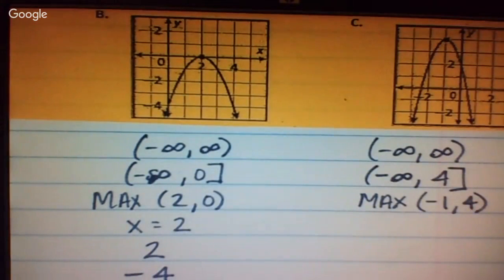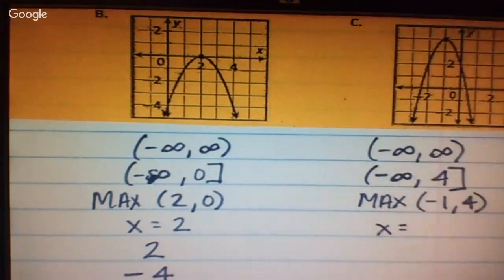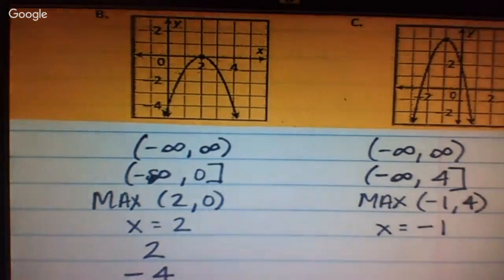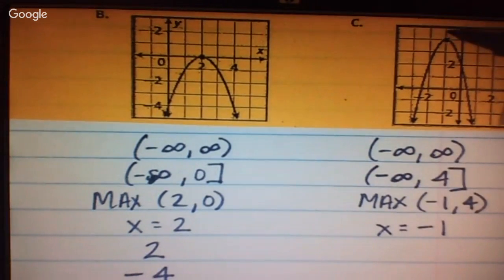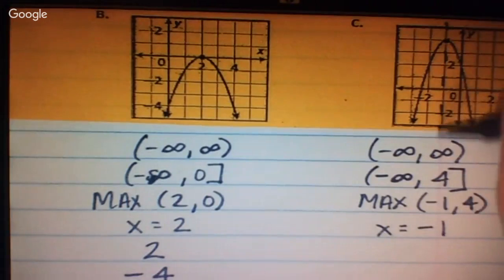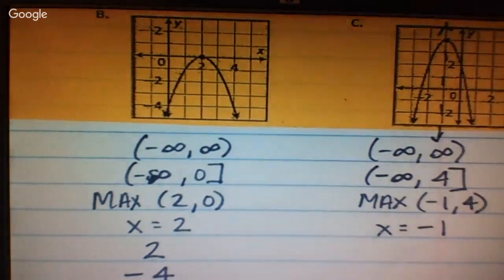Where is your axis of symmetry? X equals negative 2.5 and 0.5. Your axis of symmetry must go through your vertex. Negative 1. Your axis of symmetry is the vertical line that cuts your graph in half. The axis of symmetry goes through your vertex. It's the vertical line that would cut your graph in half, it's the same on either side.